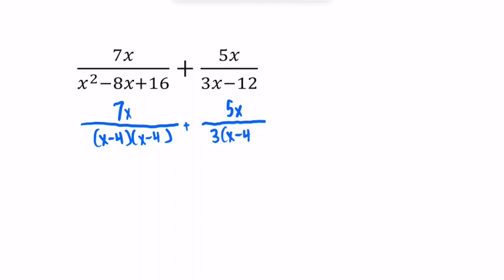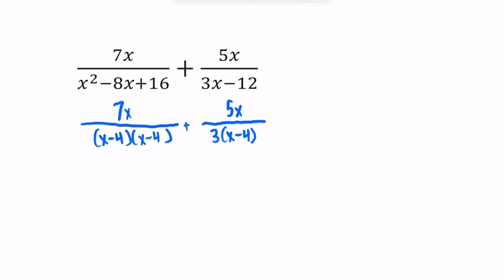In our second fraction, we can factor out a 3 from both terms in the denominator, leaving us with 3 times x minus 4. Now, when you're figuring out what you need to multiply by the top and bottom of each fraction to get your common denominator, you want to look at that other fraction and think, what does that fraction have that my current fraction is missing?